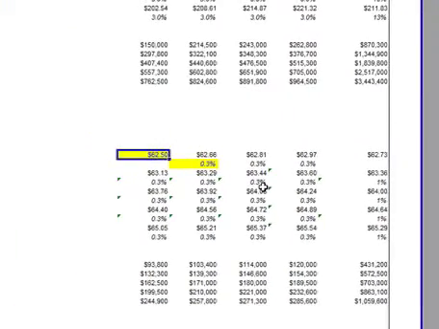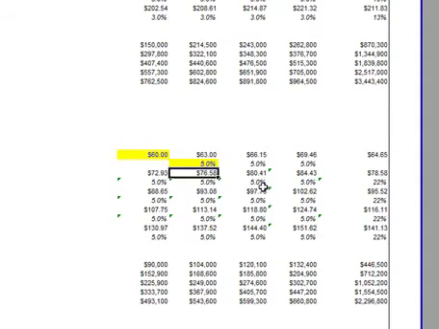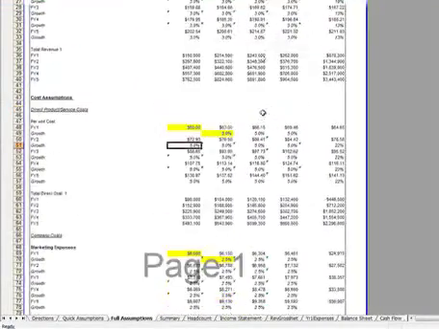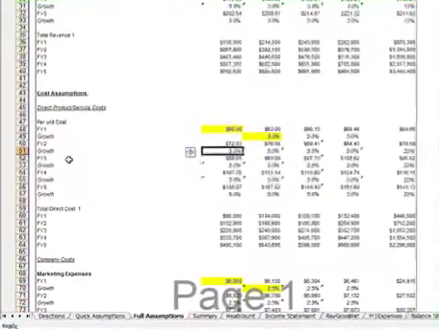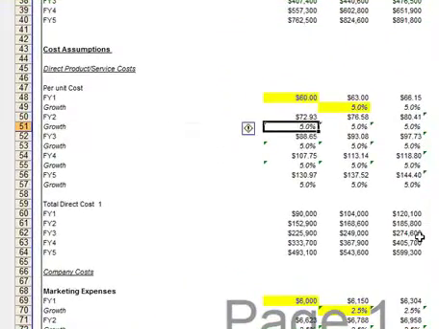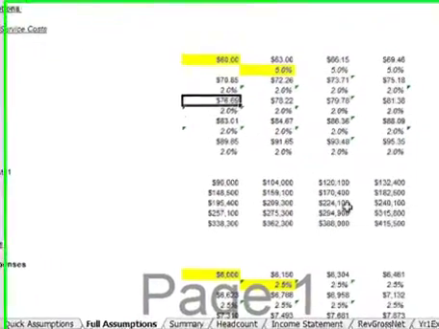We could change it. We'd say, no, we think it's only going to start at $60, but it's going to grow up by 5%. Or once again, we could say it's going to be 5% for the first quarter, first 2 quarters. But after year one, starting in Q1 of year 2, now fiscal year 2, we think it's only going to be 2% growth in cost. So you can further customize here.